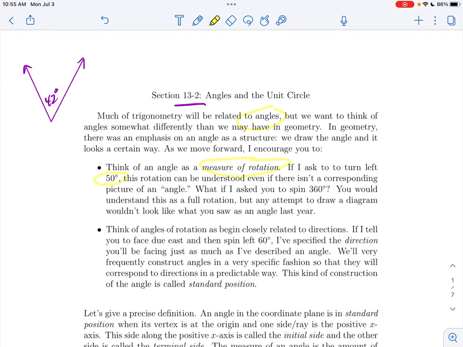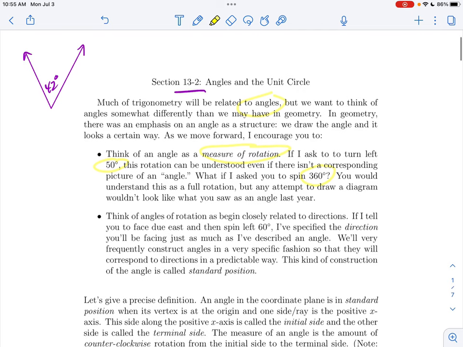Yeah, we might be able to draw a diagram that looks something like this to show how you turned, but really you would experience this as the motion of turning. So this is what we're going to be focusing on. Angles are measures of rotation. Right? If I ask you to spin 360 degrees, you would understand that that means to go all the way around. Now, what would that look like as a picture of an angle? That's very hard to visualize, but we understand the notion of spinning 360 degrees.